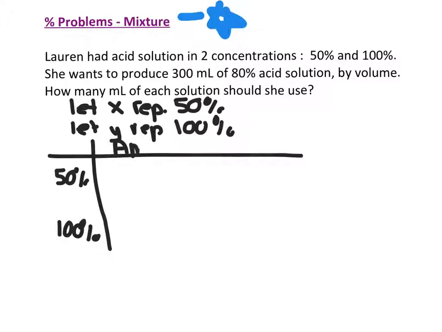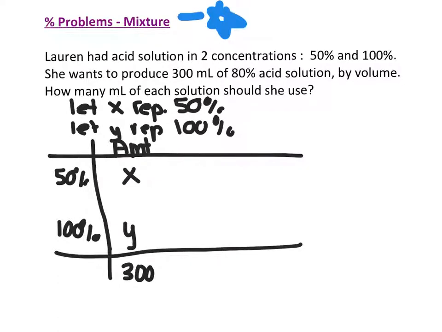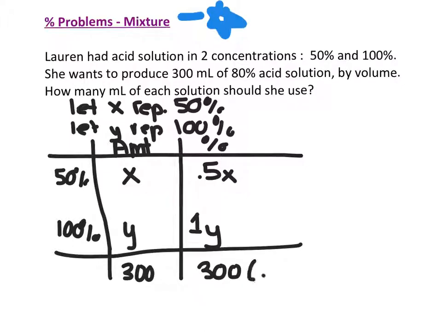And we're going to start with the amount. So how many liters do they want in the end? That's what we're looking at here. So x plus y is going to equal the amount of 300 milliliters, because that's what they want in the end. But next we're going to look at the percentages. So they want 0.5x plus y, because 100 divided by 100 is 1, so if you want to put 1 to help you out, that's fine. Is equivalent to 300 milliliters, but at 0.8 because they want 80%. So this is where I'm getting that value from.